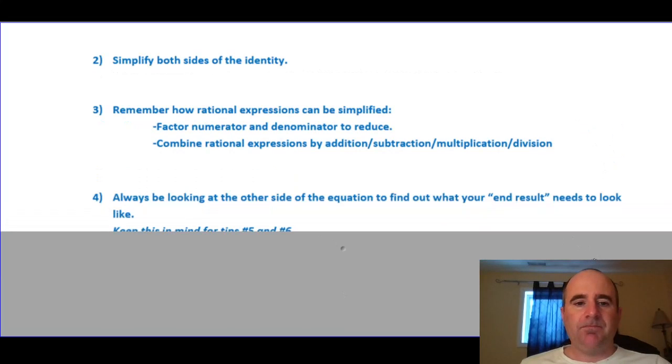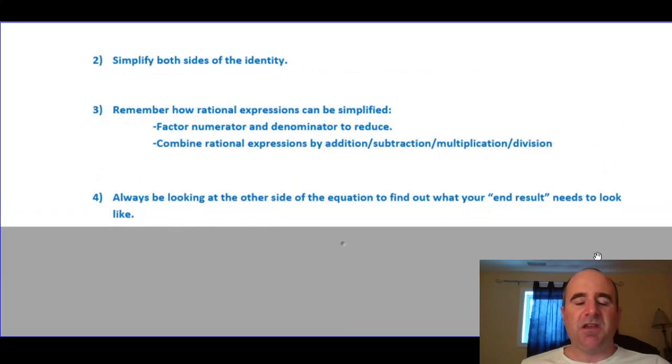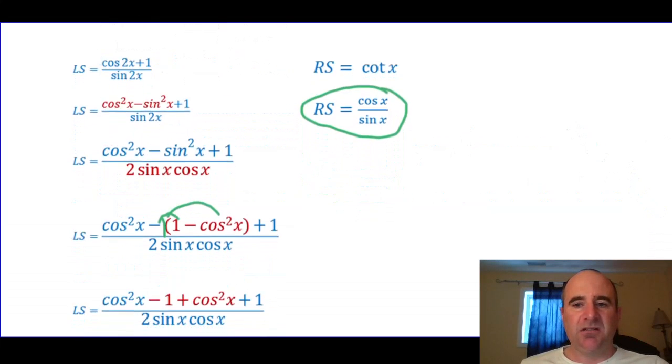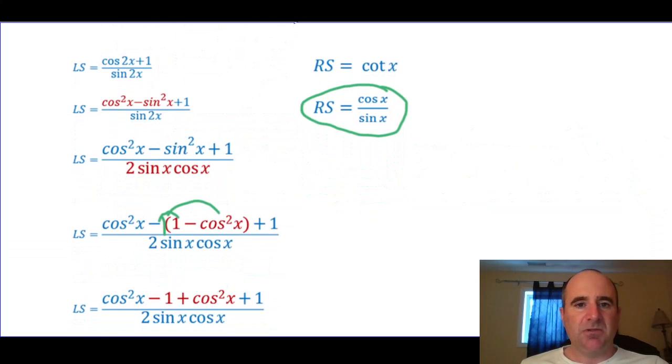Another good tip is always be looking at the other side of the equation to find out what your end result needs to look like. So an example of that was right here when I decided to replace sine squared x with 1 minus cos squared x. I decided to do that because I looked at the right side. I didn't see any sines or any sine squareds in the numerator, so why not try to get rid of them here?